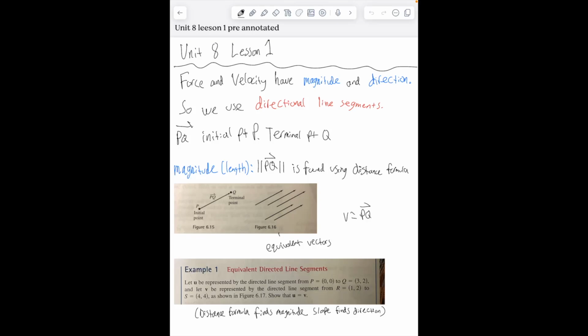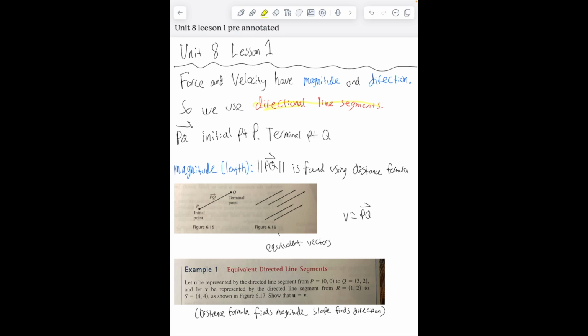All right, hello. We are beginning a new unit, and it's going to focus on vectors. We're going to start with vectors in the plane. When we talk about these vectors, we're really looking at force and velocity, which is related to physics, but it can have magnitude and direction. We're going to talk about what those mean, but magnitude is how strong it is, and direction is obviously what direction it's going.